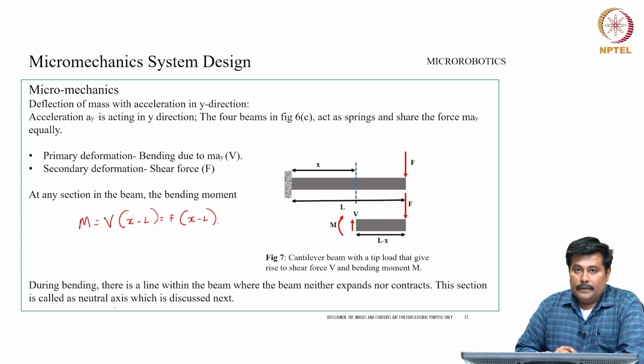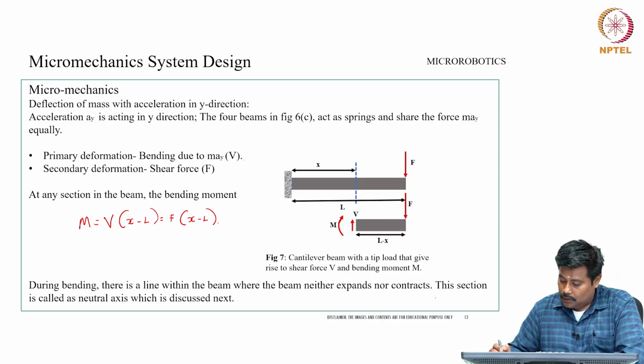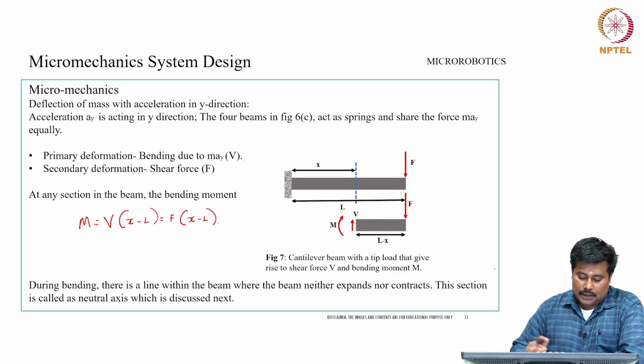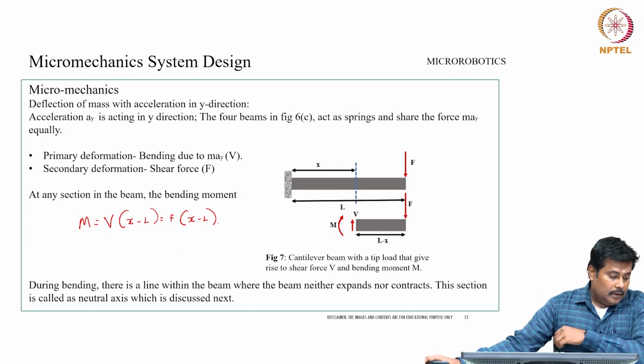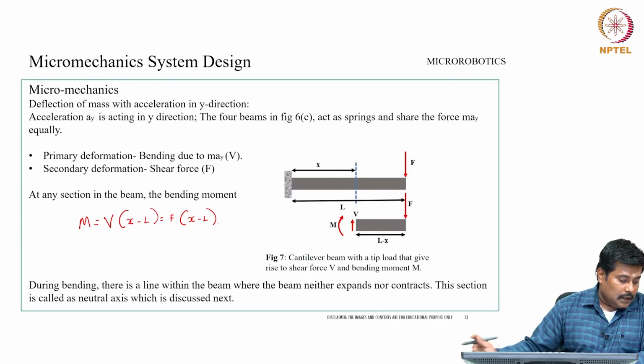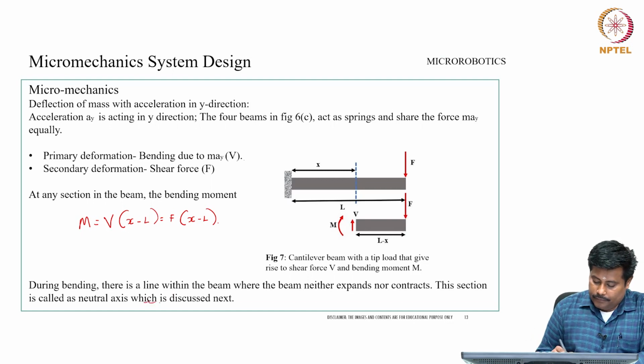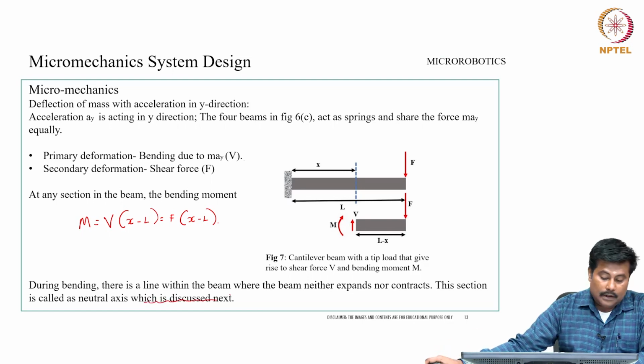During bending, there is a line within the beam where the beam neither expands nor contracts, and this section is called the neutral axis. Now, when we try to look into this, it is called the neutral axis of the plane or the axis.